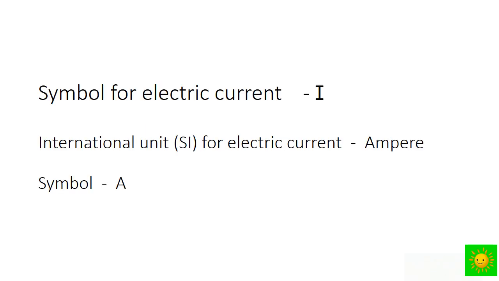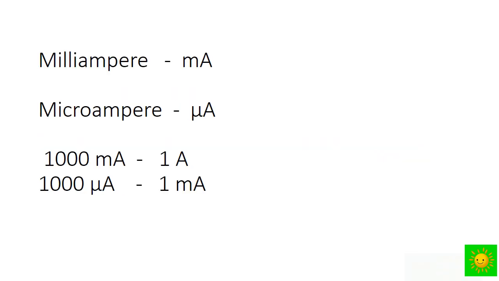This is the symbol for electric current. We are using capital I. The international unit, that means the Standard International SI unit for electric current, is ampere. The symbol of ampere is capital A. Subunits are used to measure small currents. Two such subunits are milliampere, small m and capital A, and microampere, micro and capital A.